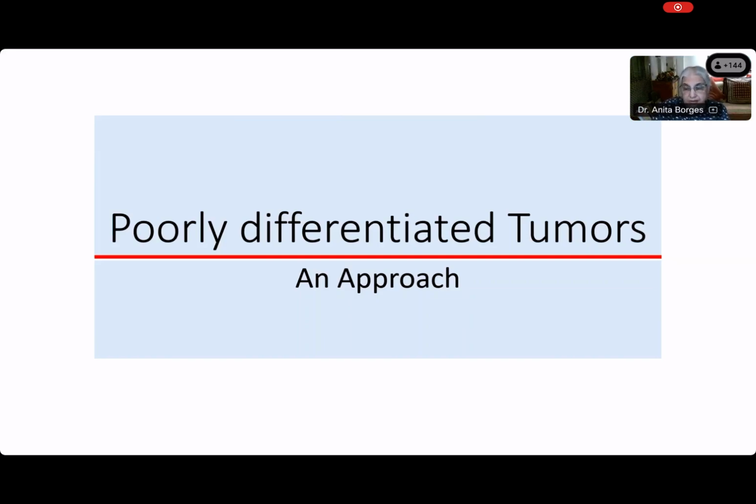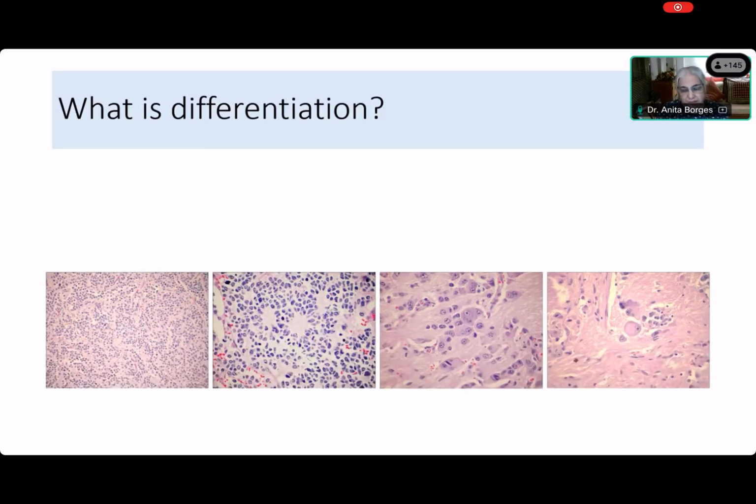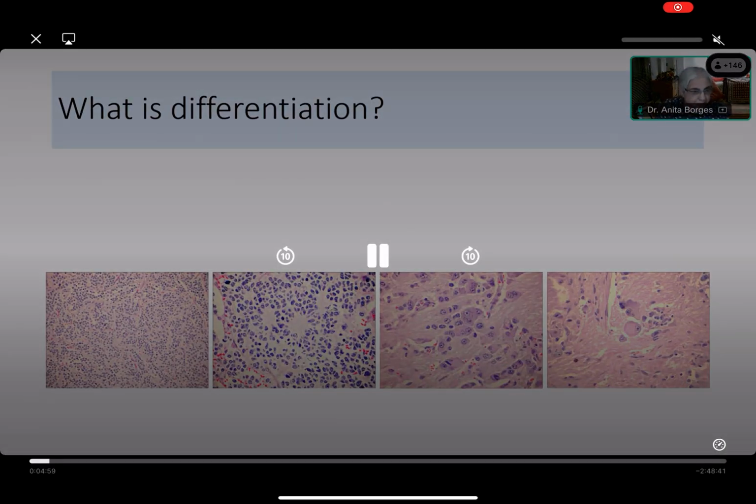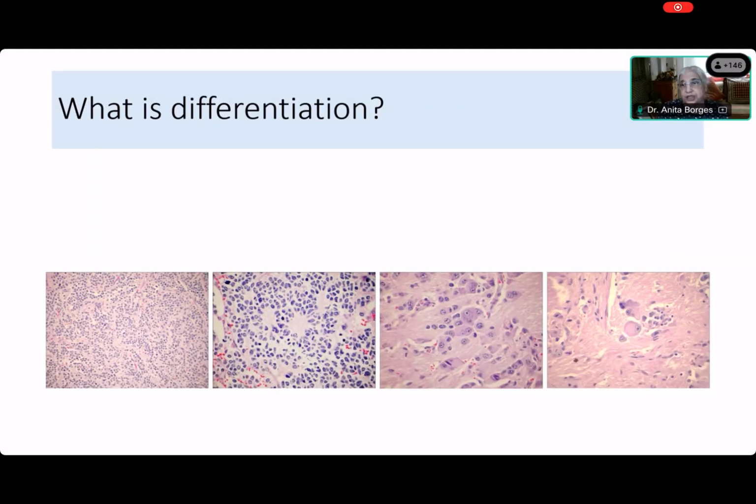Okay, now let me see. All right, let us start with this question. Okay, what is differentiation? So Lalit, I have you at the top of my list over there. Will you be able to tell me what is differentiation? Yes, ma'am. The differentiation refers to the extent at which the neoplastic cells resemble the parental tissue.